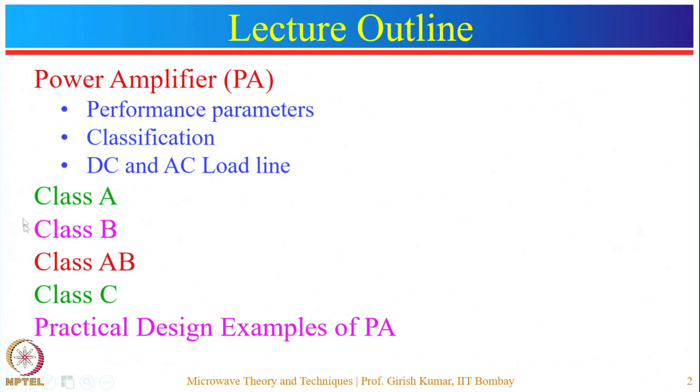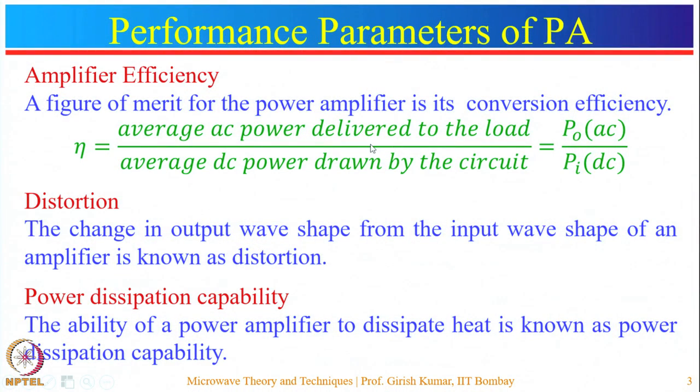Now after discussing these classes of power amplifier, we will take 2 practical design examples of power amplifier. One will be of 2 watt power and another example will be of a 30 watt power amplifier. So in a power amplifier, the power means how much AC power is delivered to the load. Now one may ask from where this AC power comes. So in general it comes from the supply or from the battery.